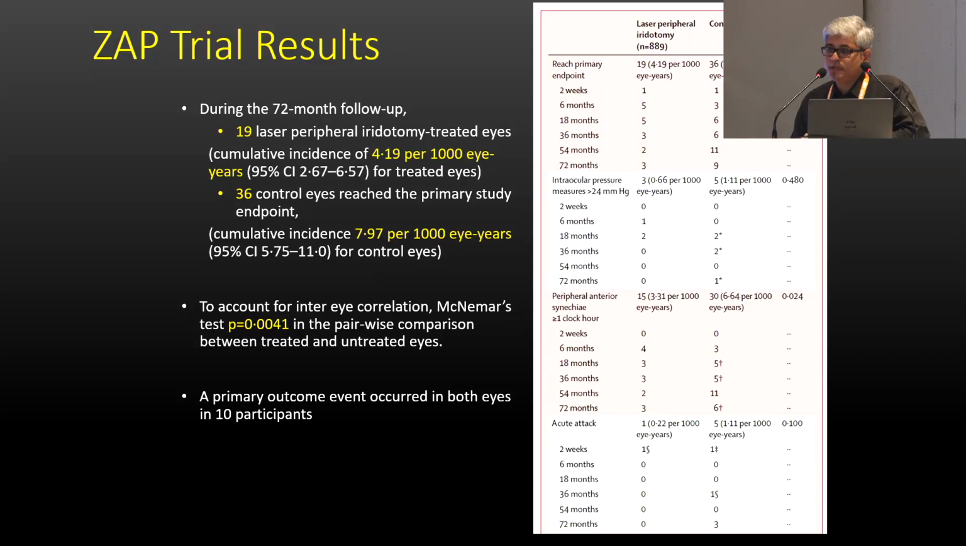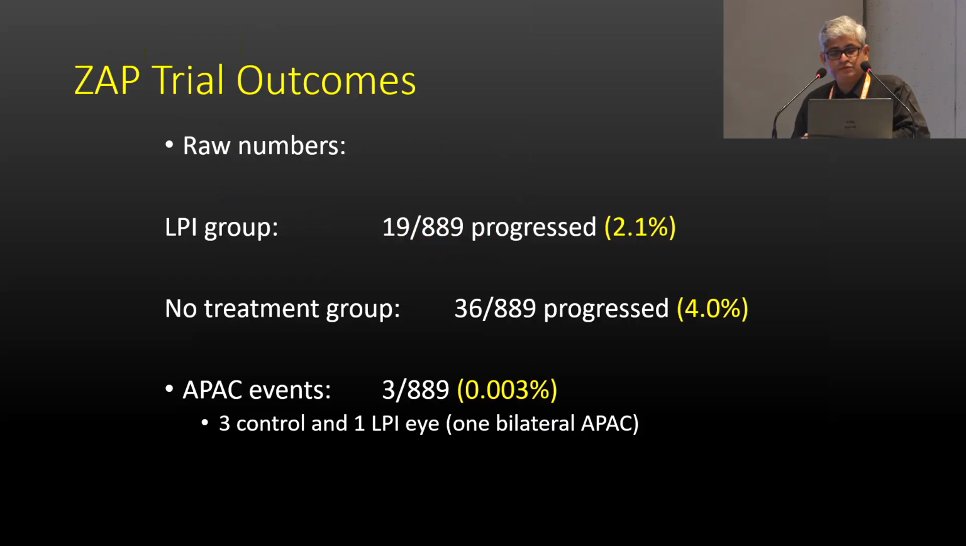The raw numbers were 19 treated eyes developed versus the 36 control eyes, and that's the incidence, like 4.19 per 1,000 eye years and 7.97 per 1,000 eye years between the PI and the control eyes. Double the numbers. But of course, you can see that it is less than 11 to 12% totally. To account for intra-eye, that is different. So it was significantly different, and the primary outcome event occurred in both eyes in 10 participants. That is something which we have to keep in mind. Not in the same patient, but different patients together.